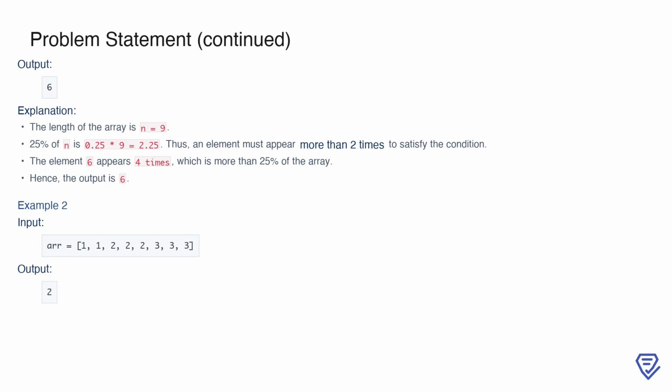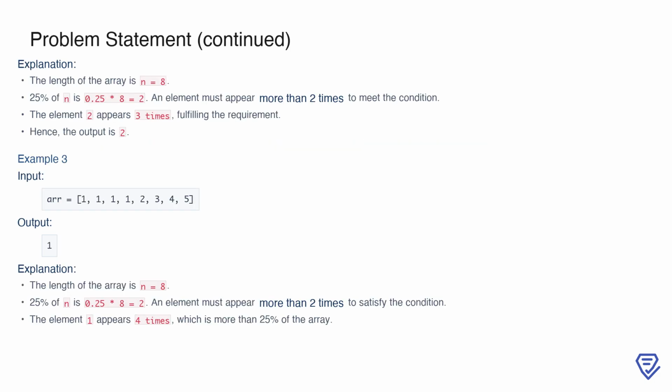For example, consider the array ARR equals 1, 2, 2, 6, 6, 6, 6, 7, 10. The length of this array is n equals 9. To determine the threshold for 25% of the array, we calculate 0.25 * 9, which equals 2.25. This means any element that appears more than 2 times in the array satisfies the condition. Looking at the array, we see that the element 6 appears 4 times, which is clearly more than the threshold of 2. As a result, the output for this example is 6.